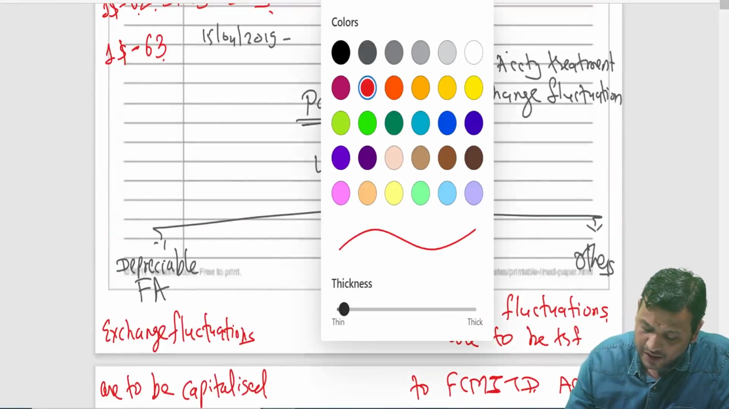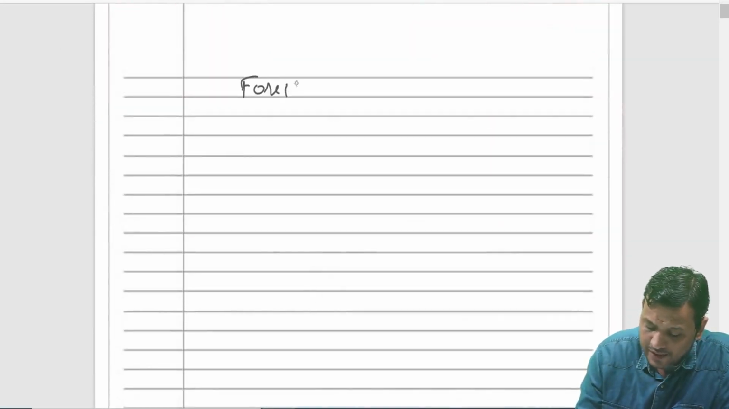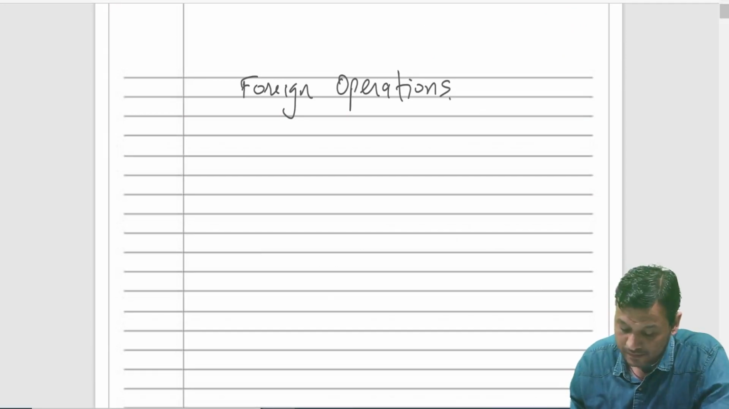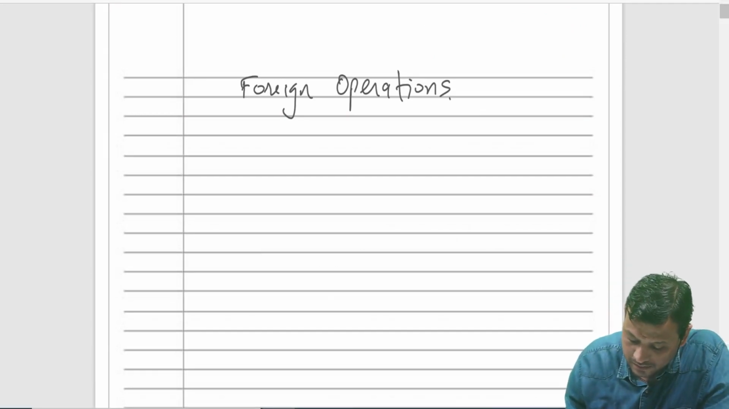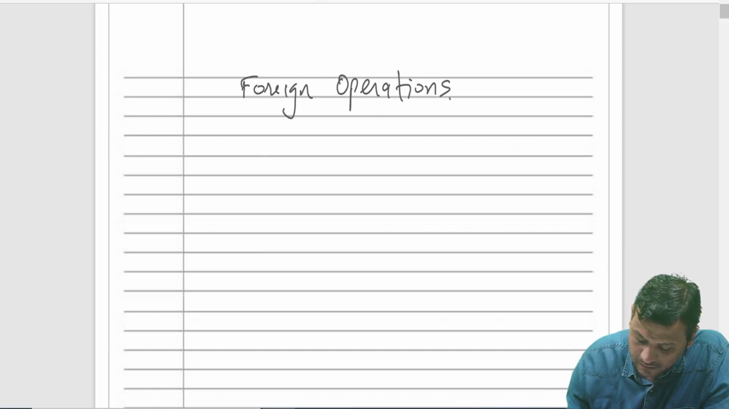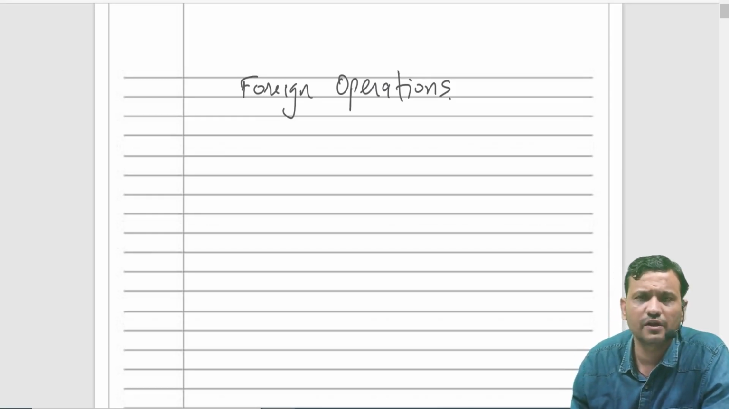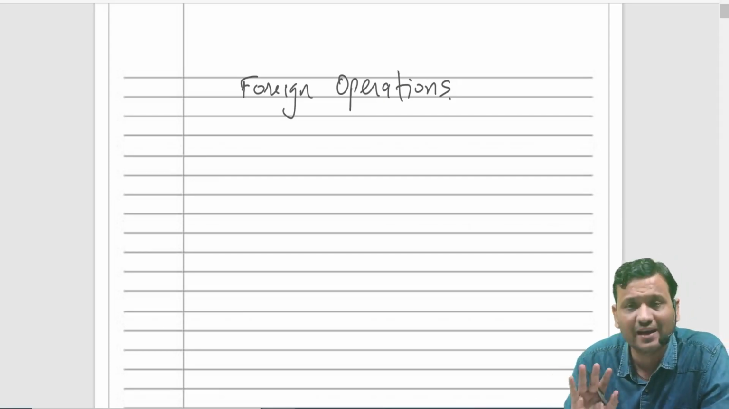Now coming on to another area of revision, that is foreign operations. Of course, this area will have a direct connection with branch accounts, which you are doing in advanced accounting. In branch accounts, what you have already studied in classwork, you had something known as foreign operations, integral and non-integral, and you had foreign branch. So the same thing is there. Here I'll just give a glance over it.